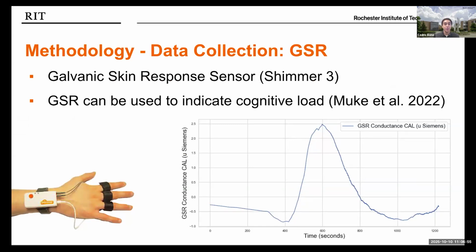We used a galvanic skin response sensor, specifically the Shimmer 3. Galvanic skin response, or GSR, measures the electrical conductance in the skin, which varies with the moisture level. GSR is sensitive to emotional arousal, and that's indirectly related to cognitive load. So we can indirectly relate cognitive load to GSR, and higher cognitive load means increased skin conductance. You can see in this graph on the bottom right the skin conductance over time for one of the participants during their annotation period.